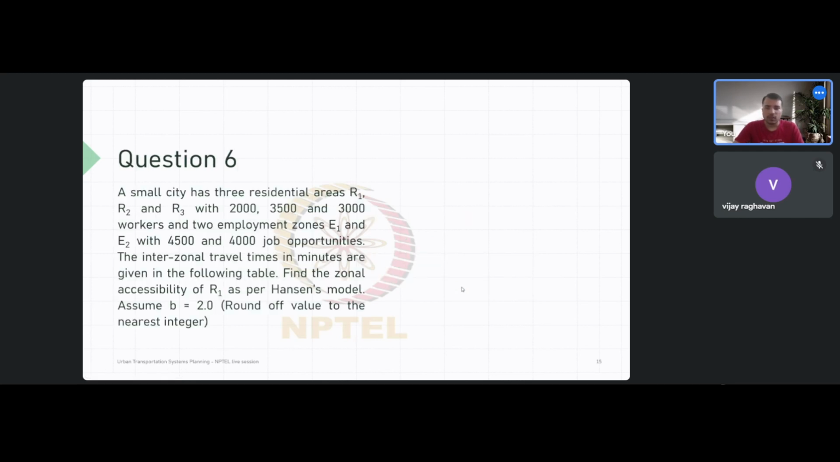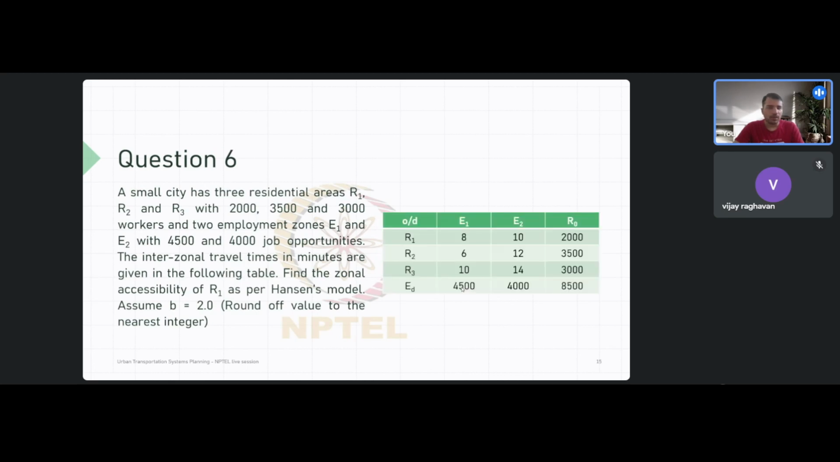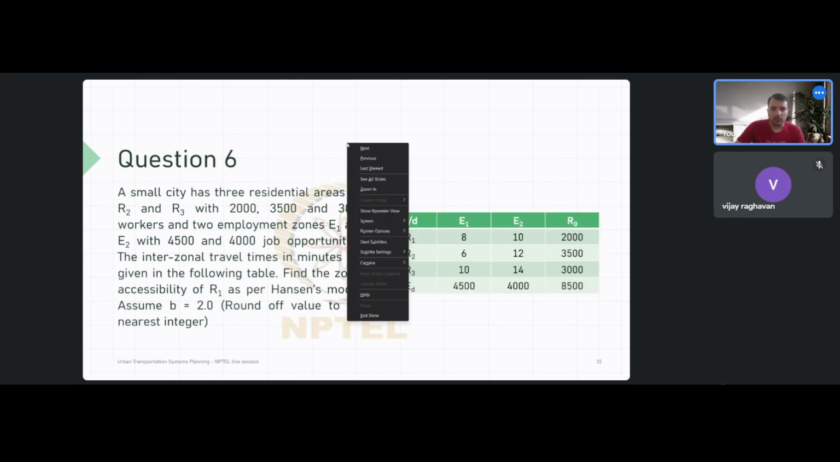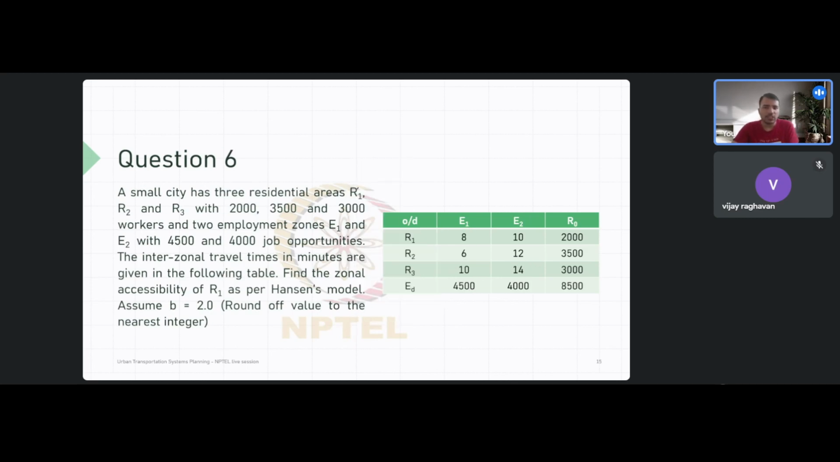Coming to question 6. So we have the data here. We have the table. So I'll just explain. We have a city with 3 residential areas, R1, R2, and R3. We have been given the population of workers, 2000, 3500, and 3000 workers, and 2 employment zones, E1 and E2. So here we have 4500 and 4000 job opportunities. The interzonal travel times in minutes are given. So 8, 10, these things are the travel times, 6, 12, 10, 14.